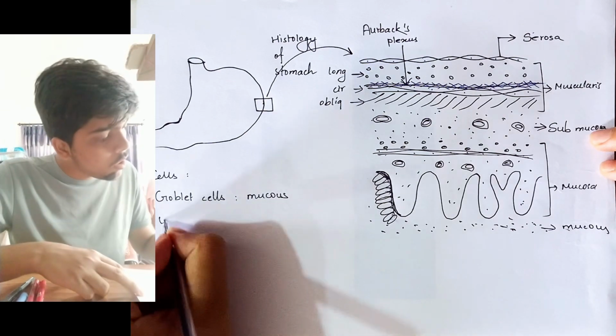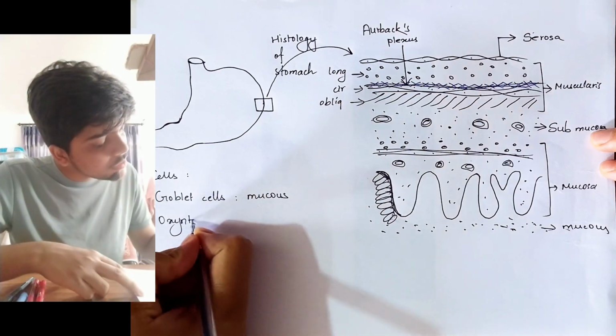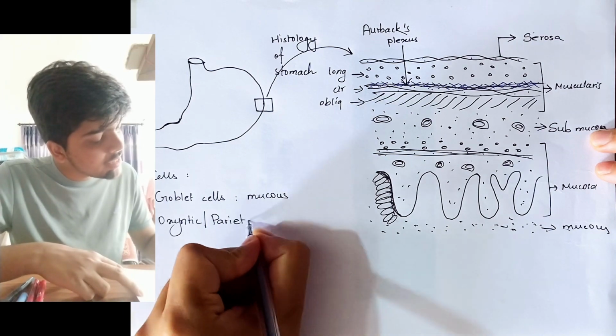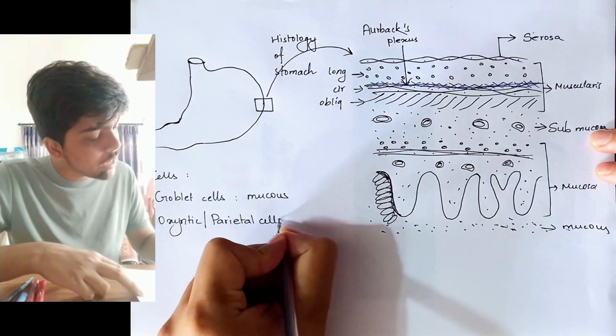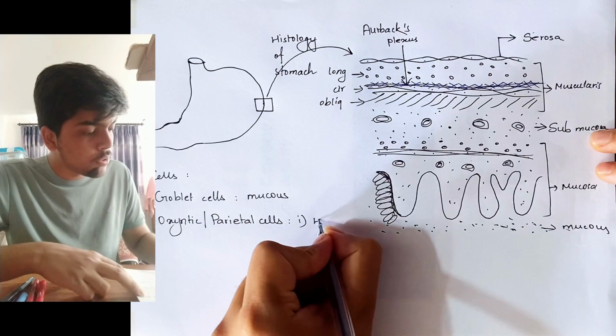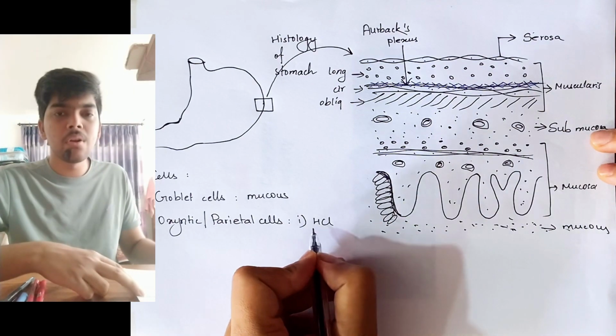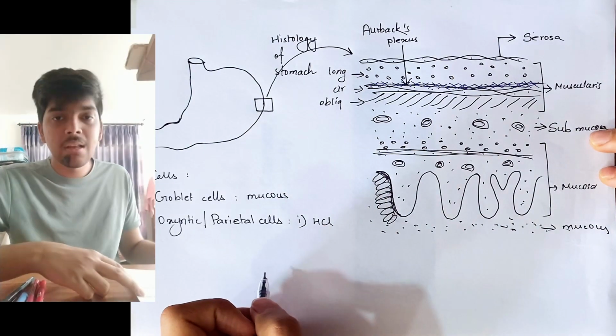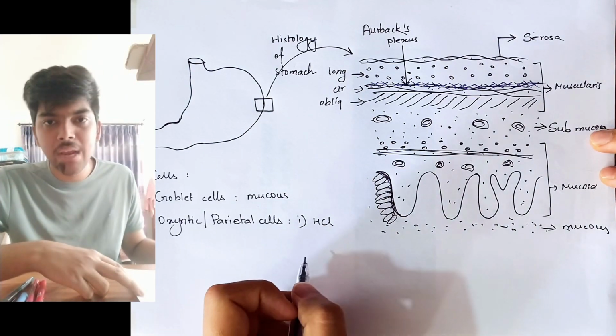Number 2, oxyntic cells or parietal cells. These cells are responsible for the secretion of number 1, hydrochloric acid. This hydrochloric acid forms the acidic content of the stomach. There are 3 major functions of hydrochloric acid.